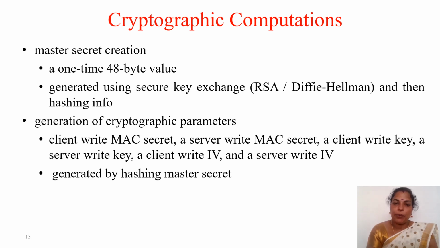Next are the cryptographic computations with respect to SSL. That is, master secret creation. It is a one-time 48-byte value generated using a secure key exchange like RSA or the Diffie-Hellman public key cryptosystem, and some hashing information is also used. The cryptographic parameters are generated using the client write MAC secret, the server write MAC secret, a client write key, a server write key, a client write initialization vector and a server write initialization vector. Then the hashing master secret is generated.